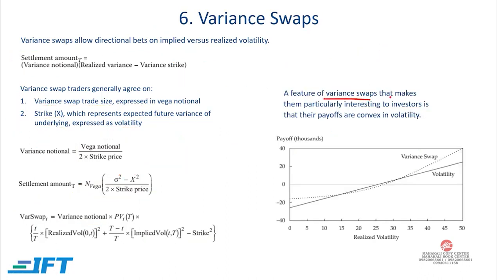A feature of variance swaps that makes them particularly interesting to investors is that their payoffs are convex in volatility, and that is shown over here. So notice, as volatility increases, the variance swap payoff shown on the y-axis increases more than this linear function. And you notice that as the volatility keeps going up, this payoff increases more and more relative to simply a linear increase. And this is very useful for investors, and therefore the sellers of these contracts can actually charge a premium because of this convexity.